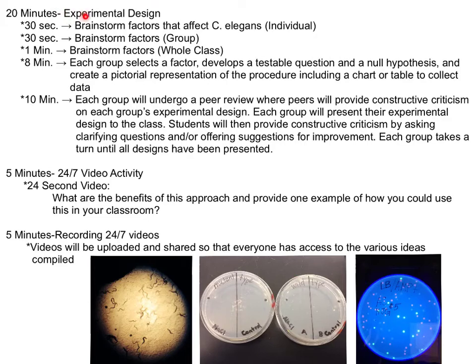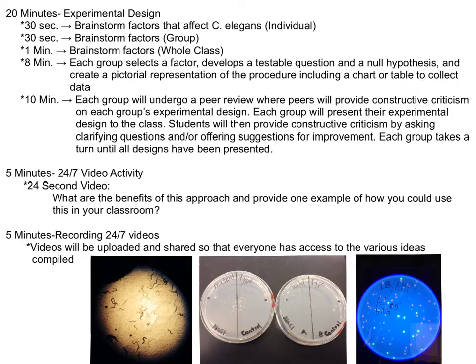The 20-minute block is broken up into 30 seconds where you will brainstorm different factors that affected the C. elegans lab at an individual level. Then, we'll give you 30 seconds to brainstorm these factors with your group. We will then share out for an entire minute, brainstorming the factors that affected the C. elegans lab as a whole class. You'll then be given 8 minutes where each group will select a particular factor and develop a testable question and null hypothesis, while creating a pictorial representation of the procedures as well as any charts or tables that you would be using to collect your data.